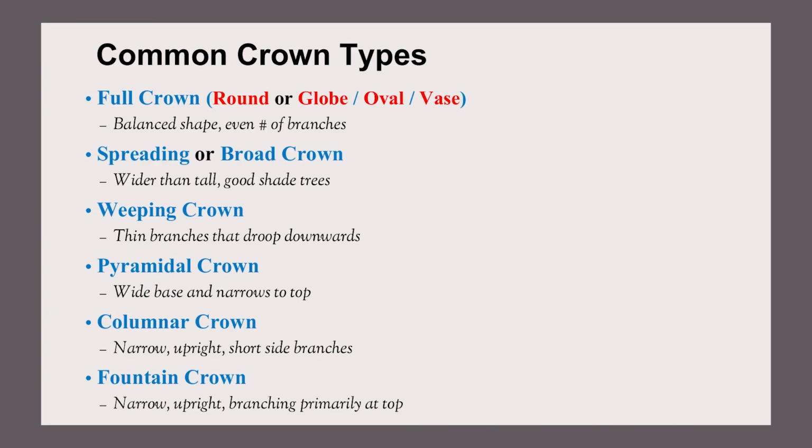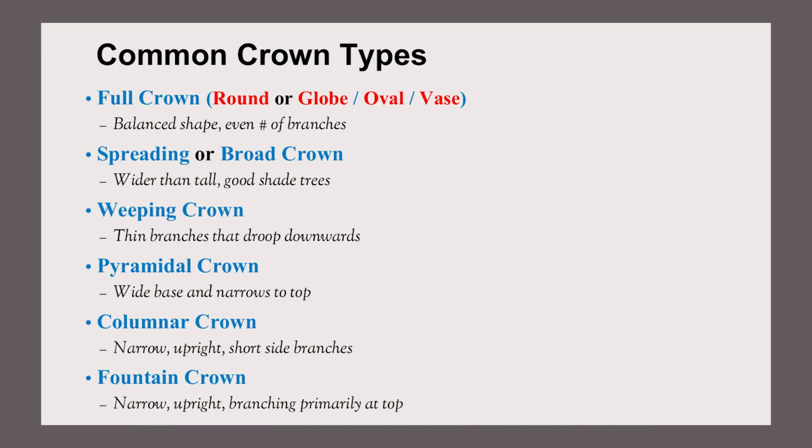All right, next slide. Let's go to common crown types. As a means to identify these forms, you'll find this in horticulture and botany. They describe crown types in the following manner. So there's full crown, spreading crowns or broad crowns, weeping crowns, pyramidal crowns, columnar crowns, and then fountain crowns. There may be more, but those are the most common ones that are used.